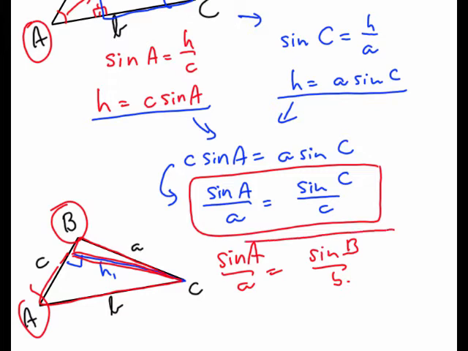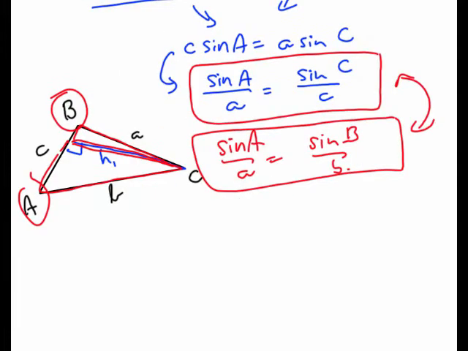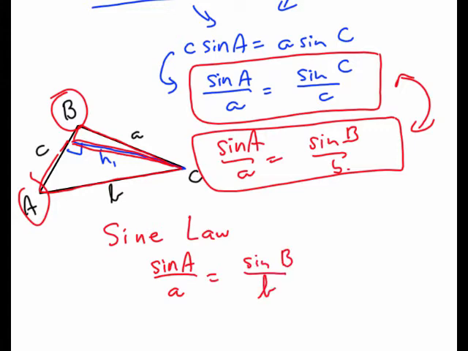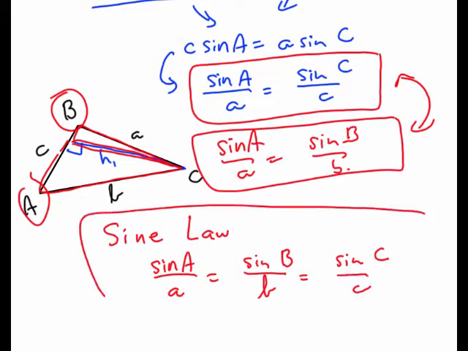And when you start combining all of these results, what you end up with is an important relationship between the sine of an angle and the side across from it, which we call the sine law, which says that the sine of an angle divided by the length of the side across from it are equal for all angles in the triangle.